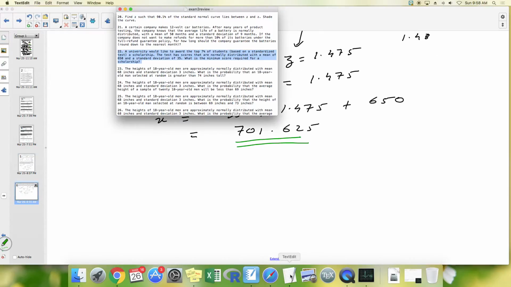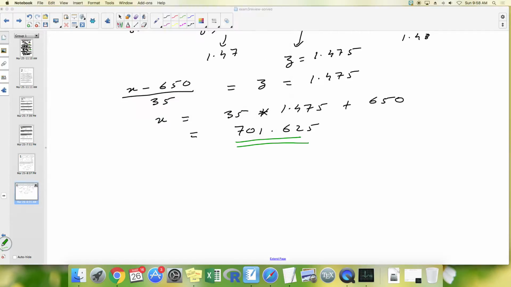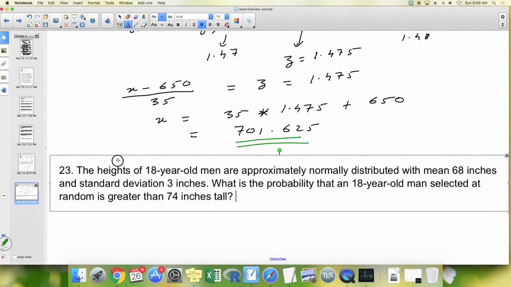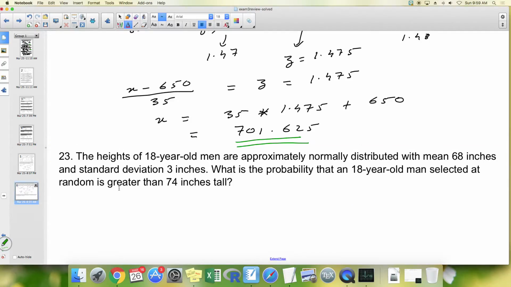Next problem. The heights of 18-year-old men are approximately normal with mean 68 inches and standard deviation 3 inches. What's the probability that an 18-year-old man selected at random is bigger than 74 inches?